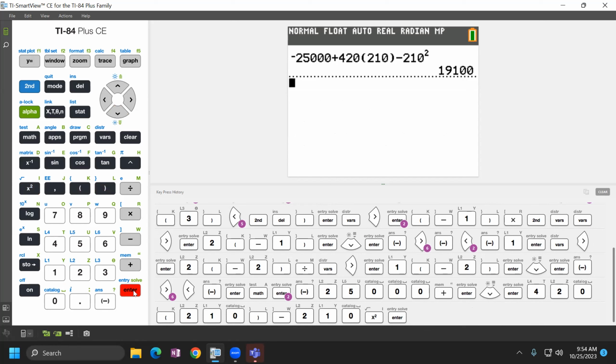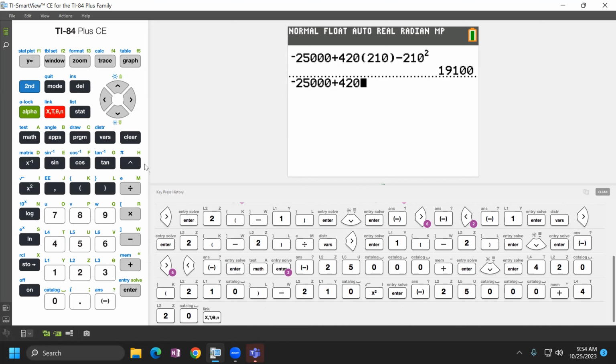Okay, I'm going to show you the second way to do this. You can type in the function. So you type in negative 25,000 plus 420x minus x squared.